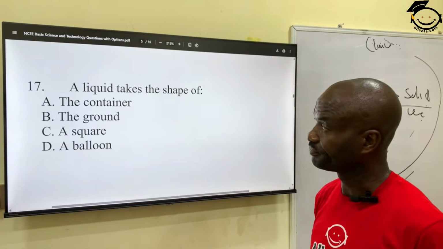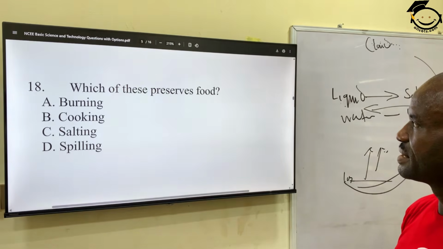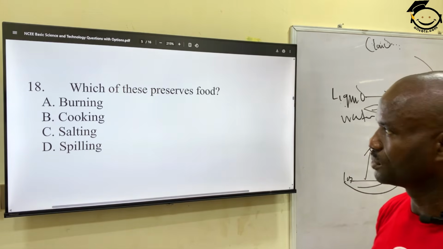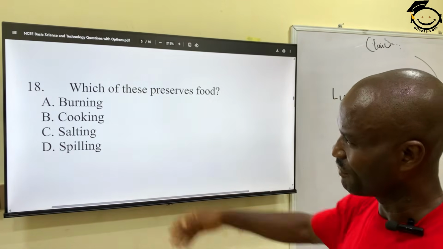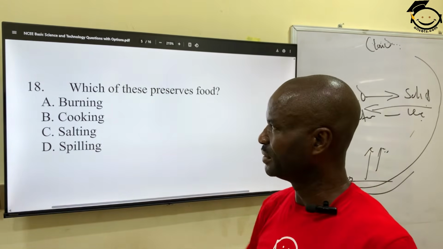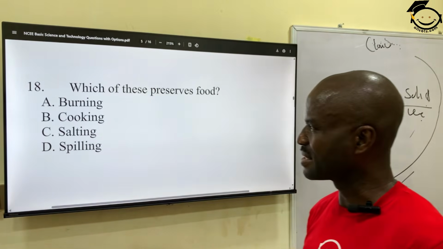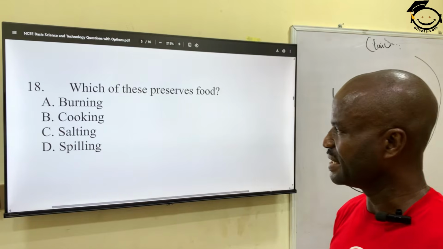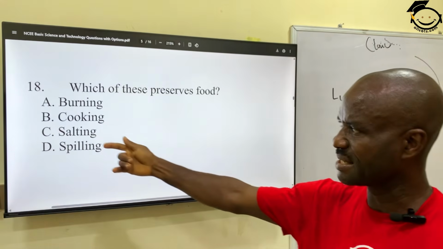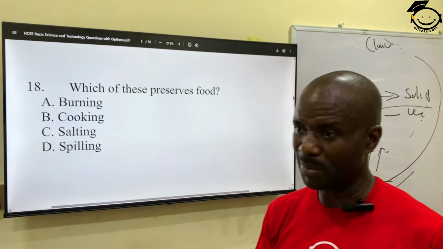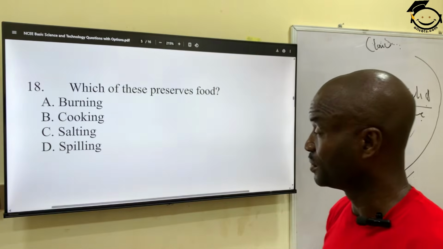Question 18. Which of these preserves food? That is, of all these preservatives, which of them can preserve food? A, by burning. B, by cooking. C, by salting. And then D, by spilling. The best option for preservation of food is C, salting. When you apply salt, it is difficult for microorganisms to come to that food.